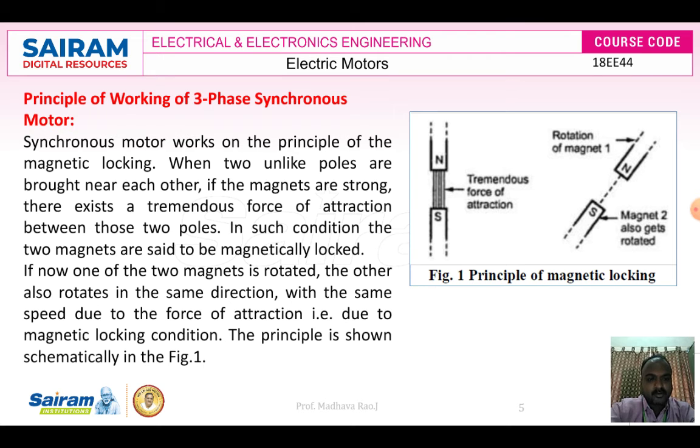So the other magnet also will rotate, in the same direction and at the same speed due to the force of attraction. The magnetic locking principle is there, attraction is there, so it will rotate in the same direction. Due to the magnetic locking condition, the principle is shown symmetrically in this figure.